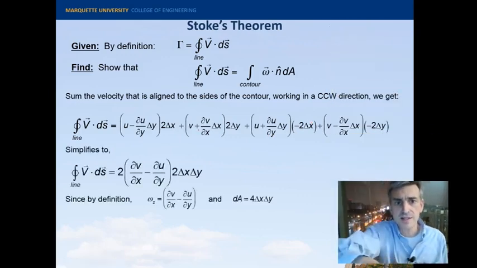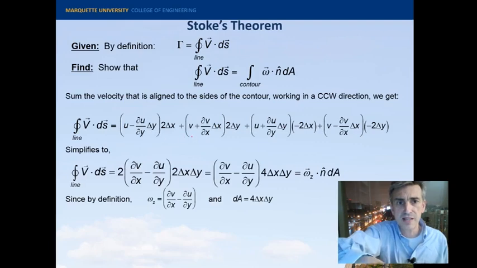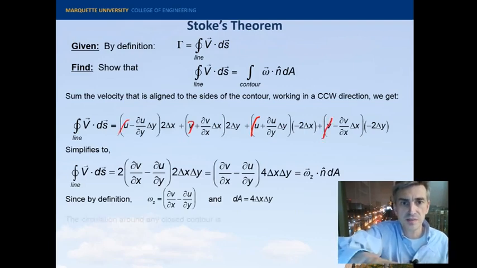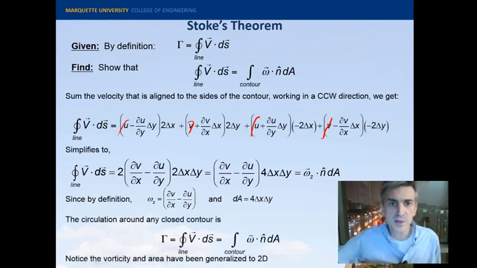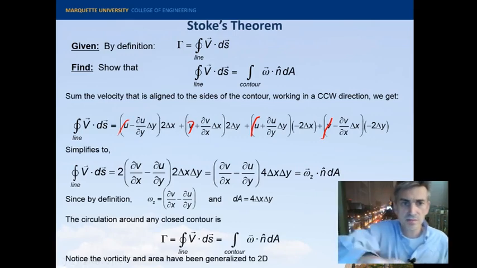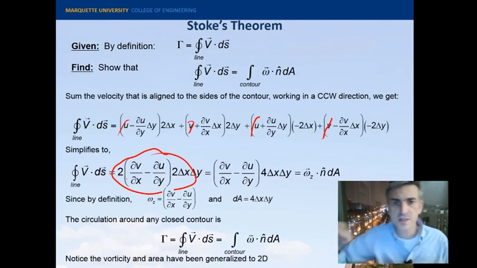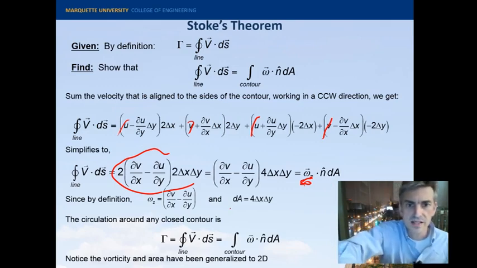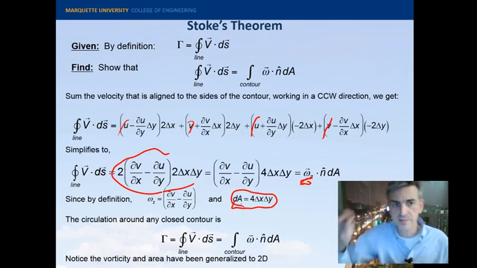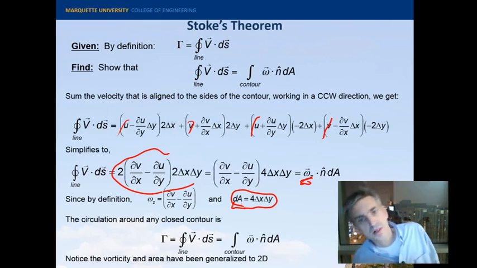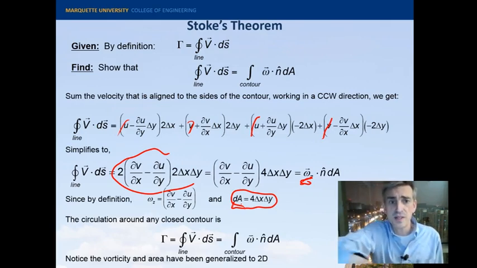All right, so if I look at this, a lot of these terms cancel, right? So, for example, this term cancels with this term, and this term cancels with this term, and that term. So we end up with a simpler expression, this guy right here, which simplifies down to just the definition of the vorticity in the z direction, dotted with the unit normal area A, where dA is defined here, right? That's the area of the box.